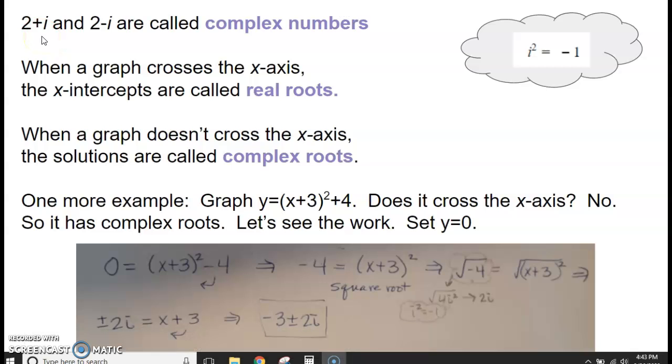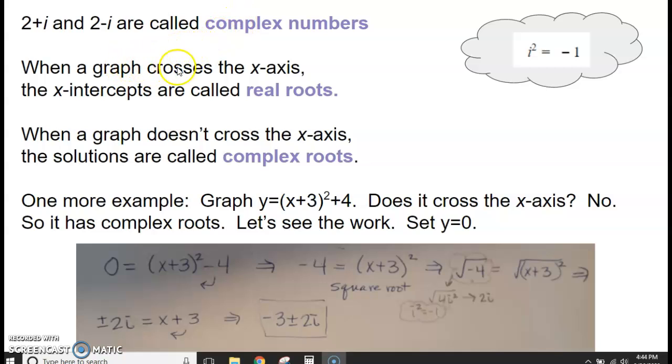Okay, so the answers from the last slide was 2 plus or minus i. That actually can be written into two separate answers, 2 plus i and 2 minus i. And those are called complex numbers because they have the little i in there. They're complicated is how I like to look at them, even though they're really not.